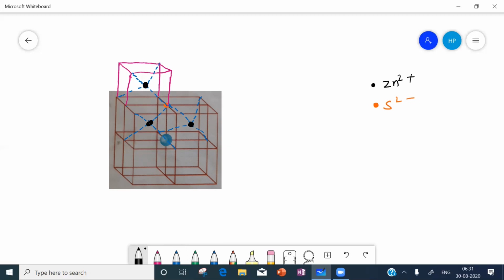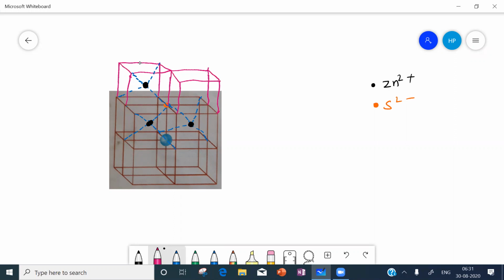Next, let us see the cube above this front cube. Right side, top, front. Above that, we will take a cube. Why are we taking it like this? Because we want only alternative tetrahedral voids. So we will take the cube like this. Okay, we have taken the cube.